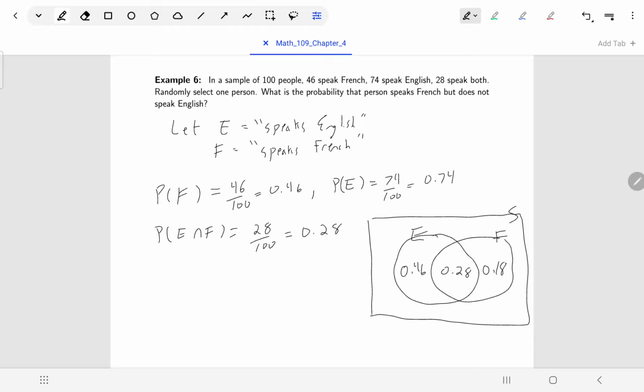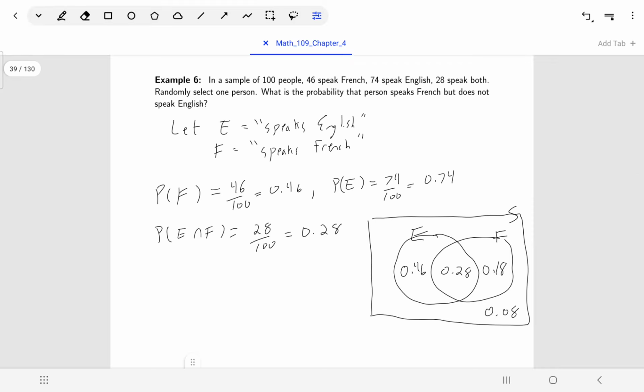And just to finish this off completely, remember that everything in our sample space, all of our probabilities, should add up to 1. So that means the exterior plus these three numbers should add up to 1. Currently in my Venn diagram, I have 0.46 and 0.28 and 0.18, which already adds up to 0.92. So if I need everything to add up to 1, then 1 minus 0.92, 0.08, should be the exterior.